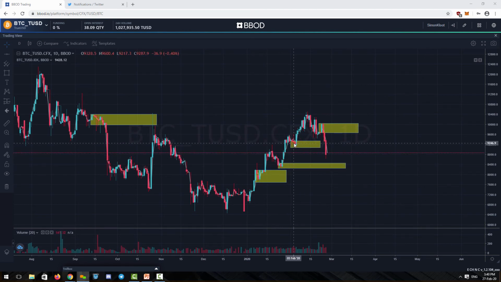We got one here, almost tested demand, hit it once, twice, 3 times, then it broke through that demand zone, and now we've got this supply. So what I'm thinking is it will possibly come up to this supply and then drop down to this demand zone here, and we may get a bit of a bounce there.